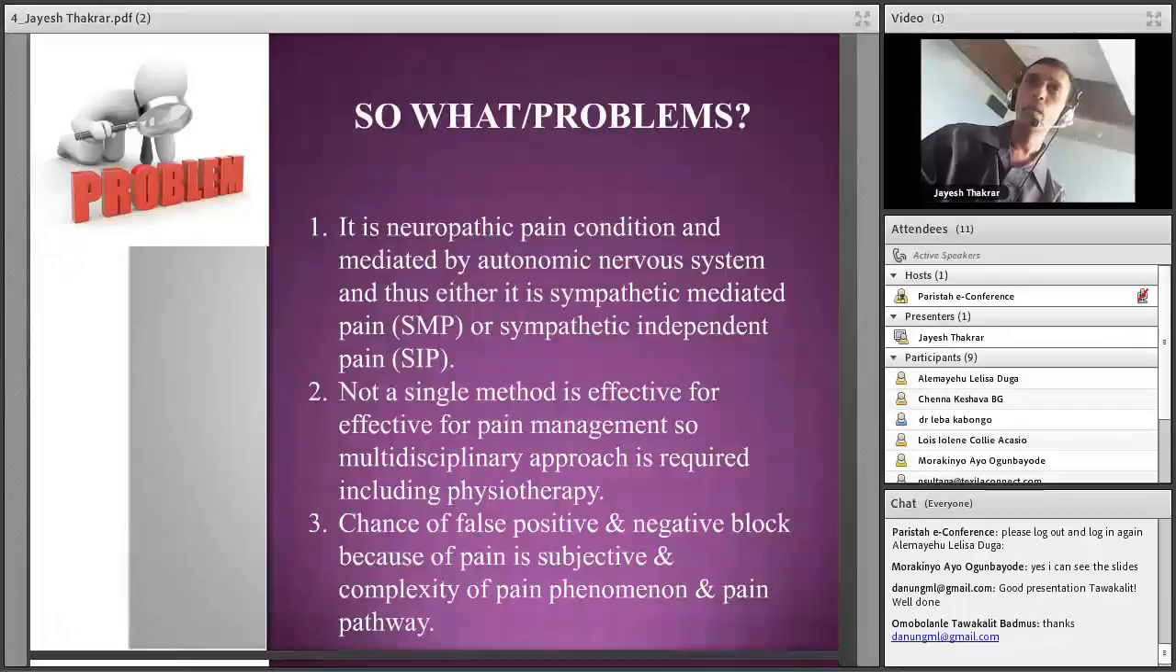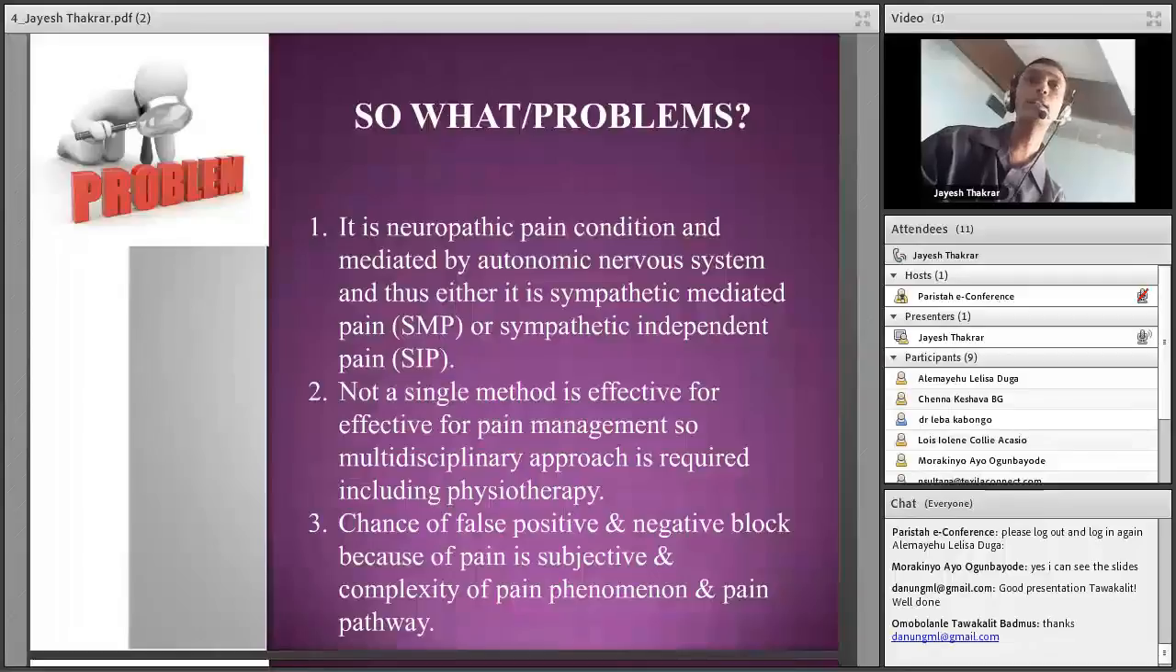So, what's the problem? Complex regional pain syndrome is a neuropathic pain condition mediated by the autonomic nervous system, and thus it is either sympathetic mediated pain or sympathetic independent pain. There are two entities. Those patients who have sympathetic mediated pain in CRPS respond very well to the sympathetic ganglion block. But those who are sympathetic independent do not respond to any kind of modality, and these require a multimodal approach for pain management.